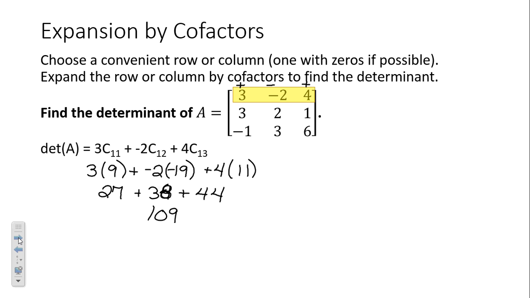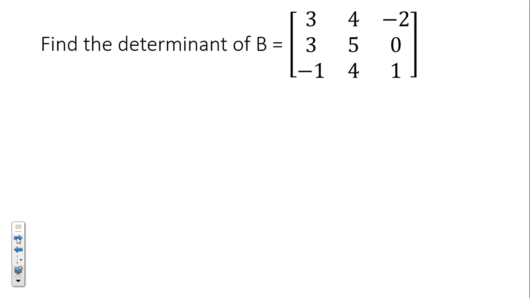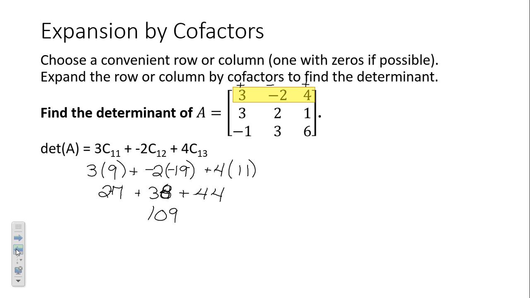First row or one row or one column, and you find the whole determinant. Okay. Now I'll show you why it's nice to have zeros in just a moment. Okay, and we'll look at that right now. So let's find the determinant of matrix B. I'm sorry, Savannah, you had a question?